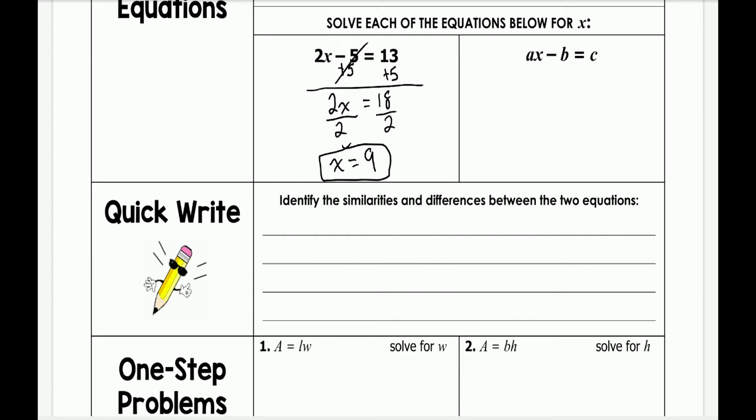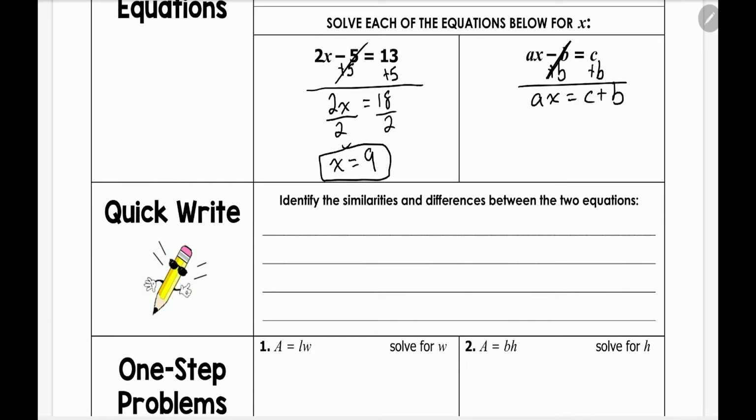But instead of just having letters and numbers, what if we just had letters? If we look at the example to the right, we have ax minus b is equal to c. There are no numbers, but I still want you to solve for x, and we can do that without any issues. We add b to both sides, just like we would in any other equation. If we have a negative b and we add b, it goes to 0. So we're left with a times x is equal to c plus b.